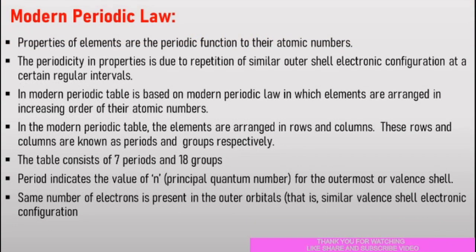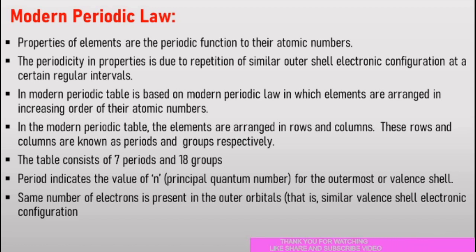Now we see the modern periodic law. In the modern periodic law, properties of elements are a periodic function of their atomic numbers. The periodicity in properties is due to repetition of similar outer shell electronic configuration at certain regular intervals. The modern periodic table is based on the modern periodic law, in which elements are arranged in increasing order of their atomic numbers, like 1, 2, 3, 4.